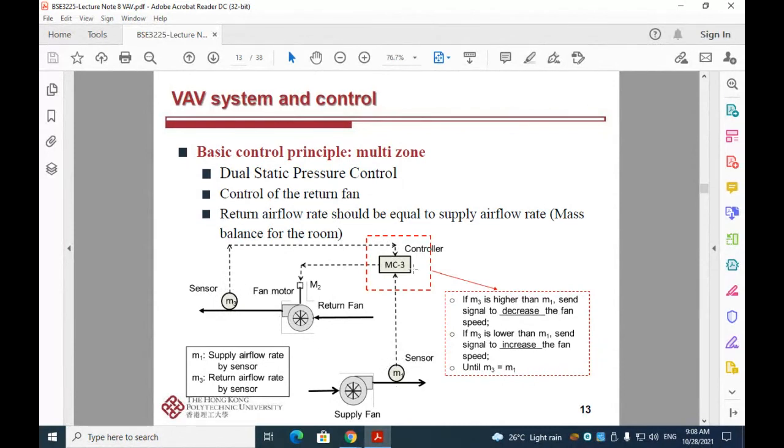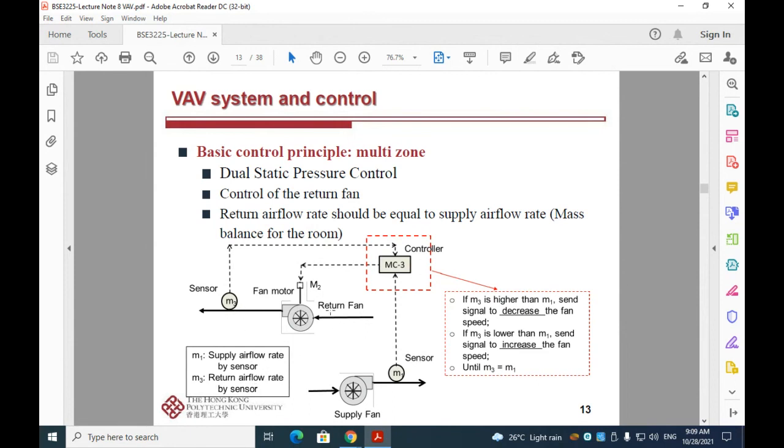results of the two sensors, and we can see that the input is the arrow. This sensor sends out the signal to the controller, and this sensor also sends the signal to the controller. This is the input of the controller, and the output of the controller is the motor of the return fan. So M1 is the supply airflow rate by the sensor, and M3 is the return airflow rate by the sensor.